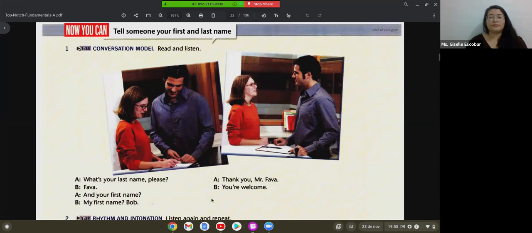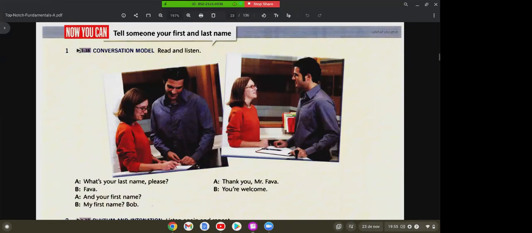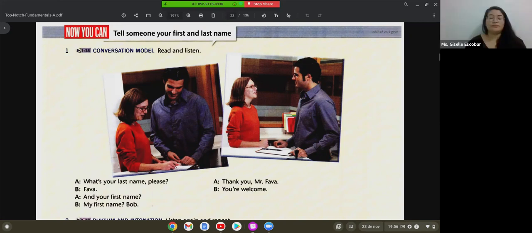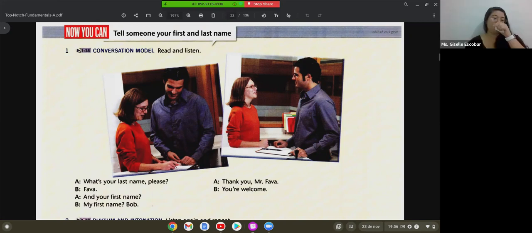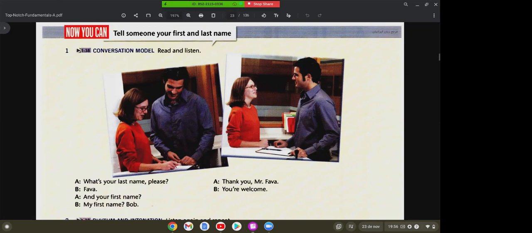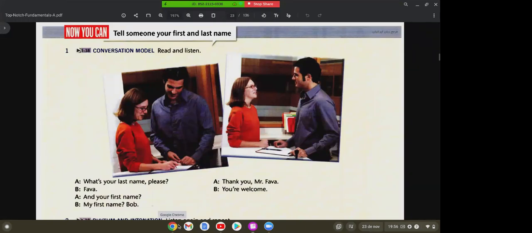Page 15. Exercise 2. Rhythm and intonation. Listen again and repeat. Then practice the conversation model with a partner. What's your last name, please? Fava. And your first name? My first name? Bob. Thank you, Mr. Fava. You're welcome.